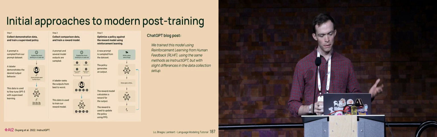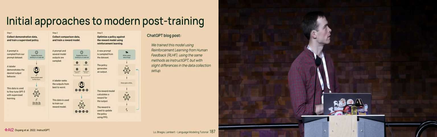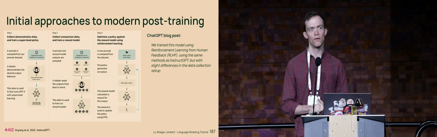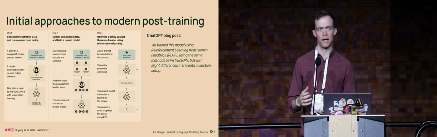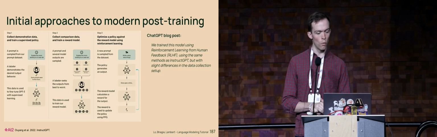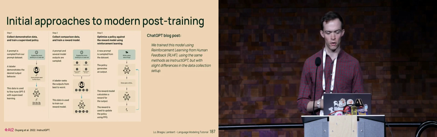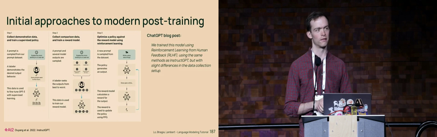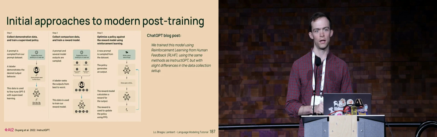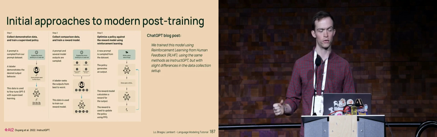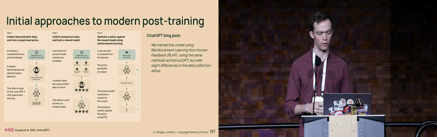So many people have seen this slide, I think, this three-stage approach, which was really popularized with the likes of InstructGPT, where the notion of what is called reinforcement learning from human feedback was really popularized. I think after ChatGPT, we saw in the blog post that they said we trained this model using RLHF, using the same methods as InstructGPT, and most educational materials on post-training were really focused on RLHF, which was this preference tuning with instruction tuning.